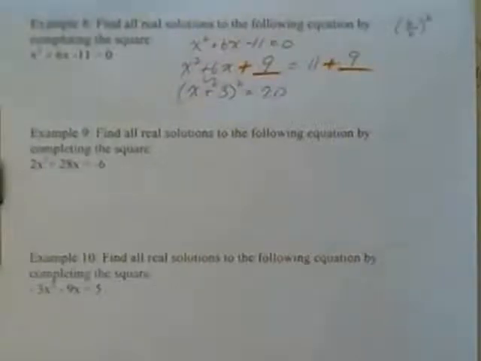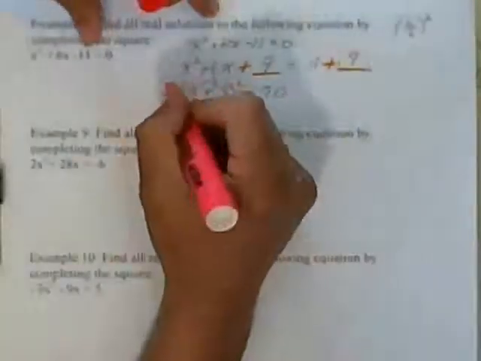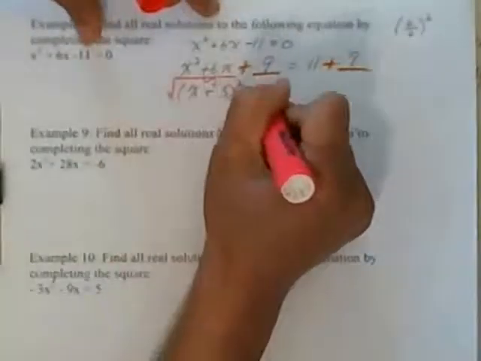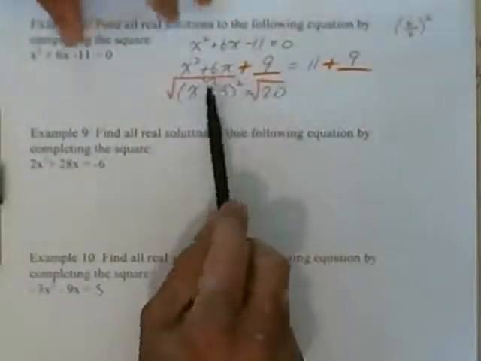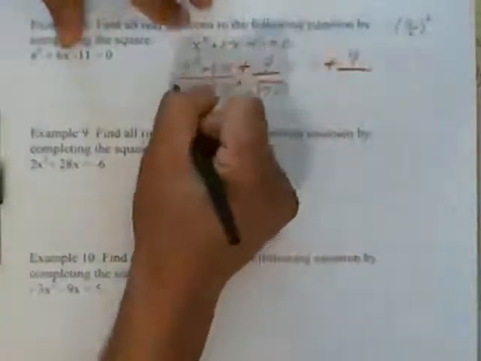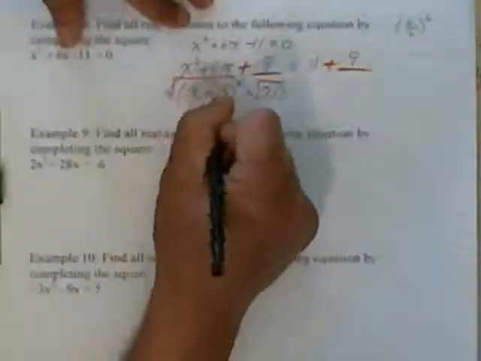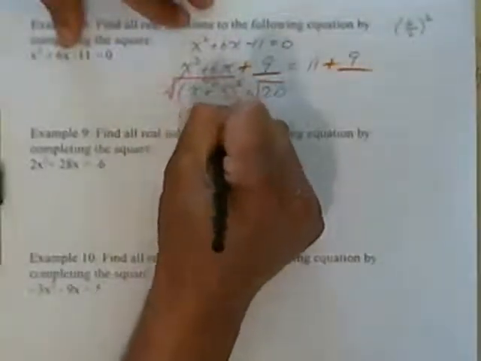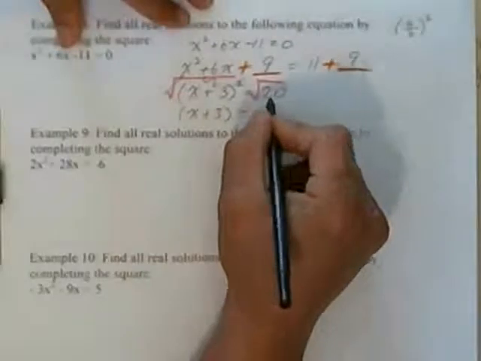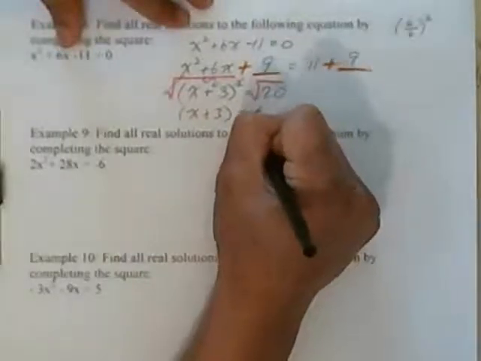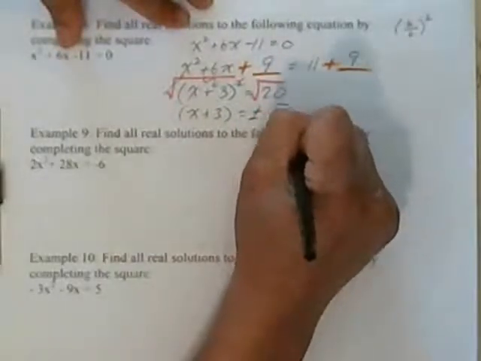What's the next step we do? We square root both sides, the left side and the right side. That's how you complete the square, and you take the square root. The square and the square root cancel. On the left side we have x plus 3 is equal to, on the right side we have plus or minus square root of 20.